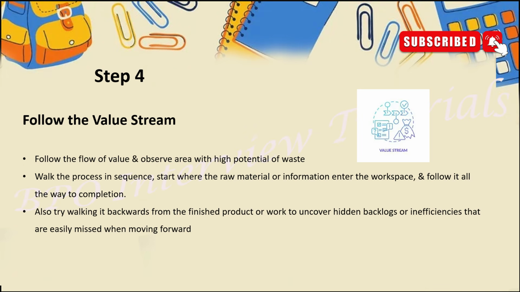We can also go backward. We can directly go to the finish line, and we can check what the loopholes are, what the hidden backlogs are which impacted the process. We can also identify that with the help of value stream.